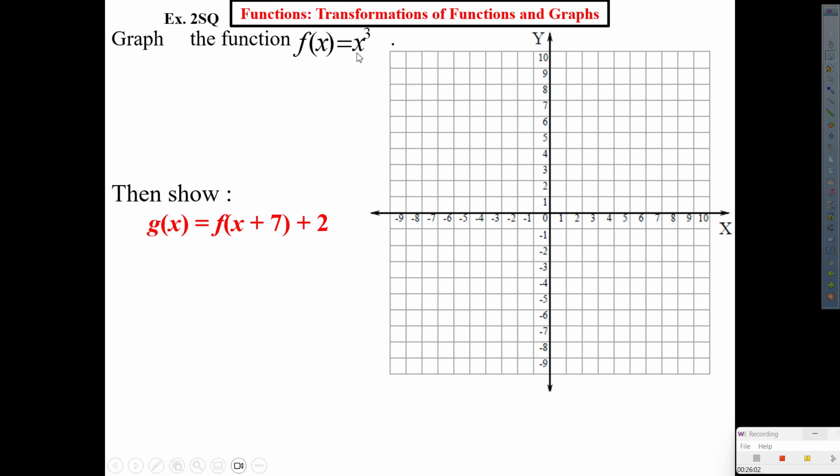f of x equals x cubed. And then we're going to show g of x equals f of x plus 7 plus 2. So first copy it. We'll do it together. But let me trigger your noodle. Y'all ready? Here it goes.